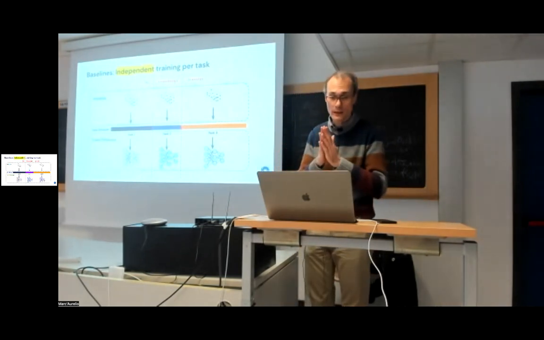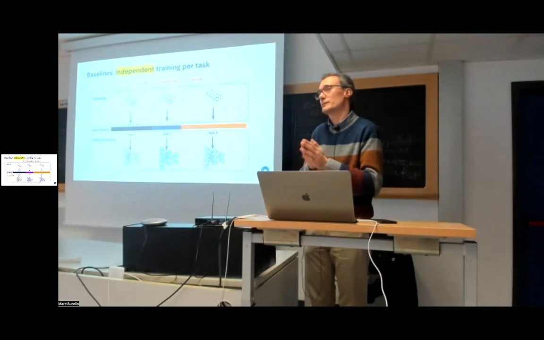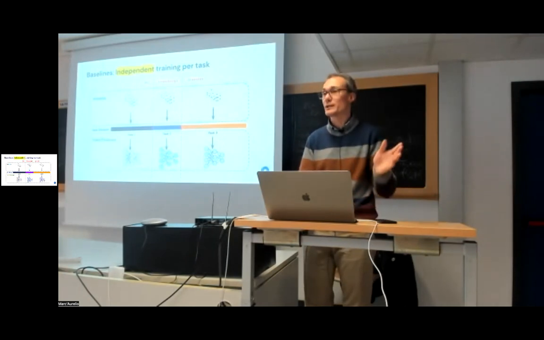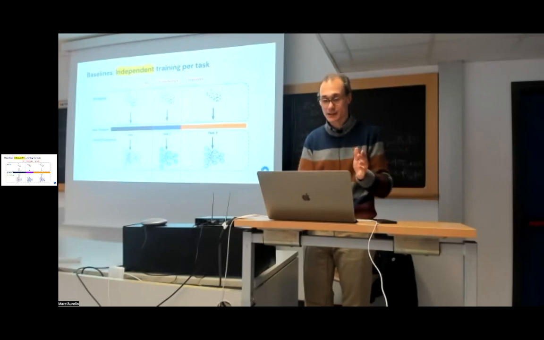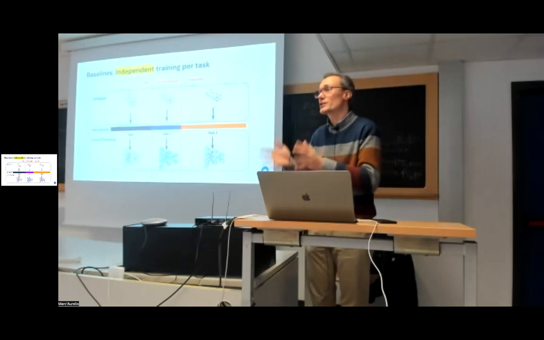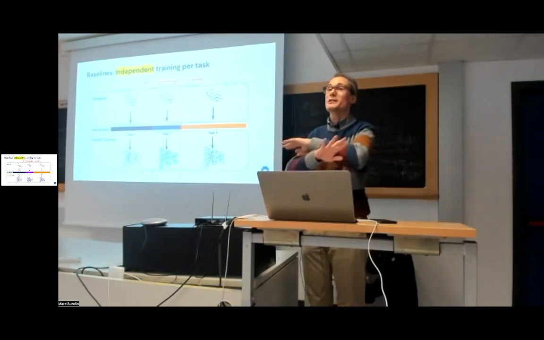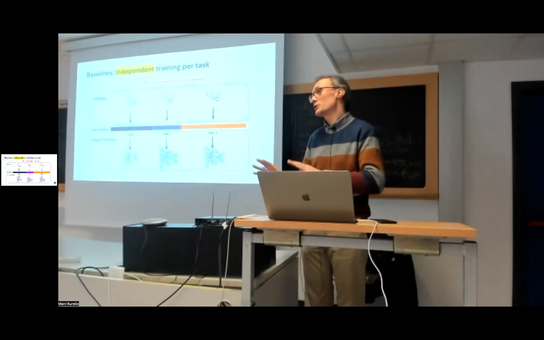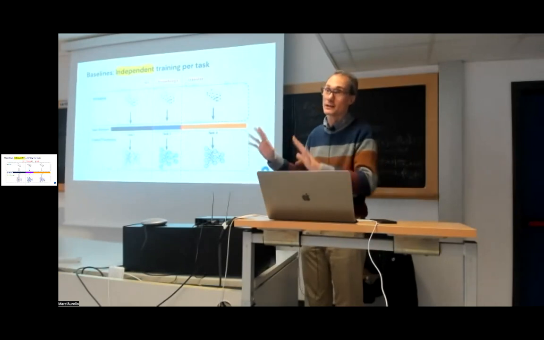So the first one is independent training. The idea is very simple. Here in the middle, each bar corresponds to the data of each task. So this is the data of task one, task two, and task three. And here you just instantiate the same network at random on each task independently. So there is no knowledge transfer whatsoever, okay? We wish to beat this. If we don't beat this, we are in trouble, okay?